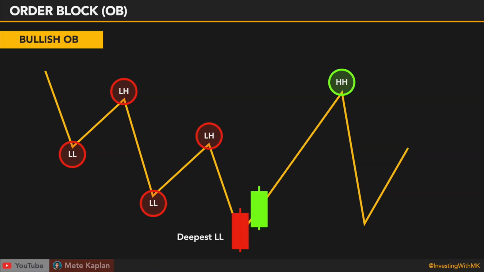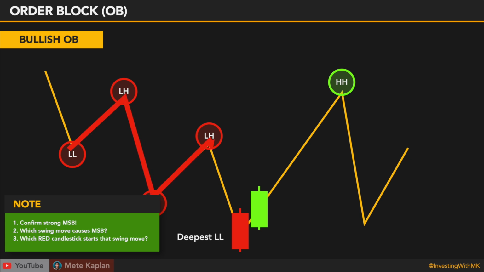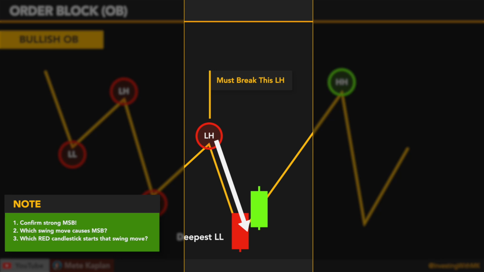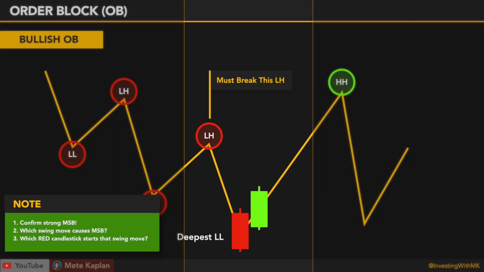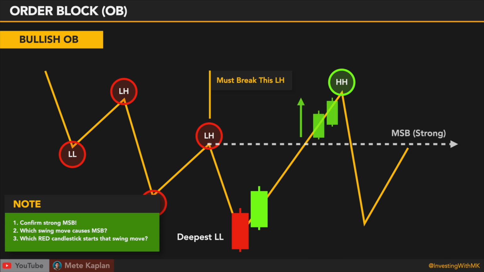Let's start with the bullish order block. I'll explain it step by step again. You already know what MSP is. After a nice downtrend, price struggles and creates our deepest lower low. So, which lower high creates the deepest lower low? As you can see, this one. The next step is confirming the strong market structure break. You already know all these and entry zones.